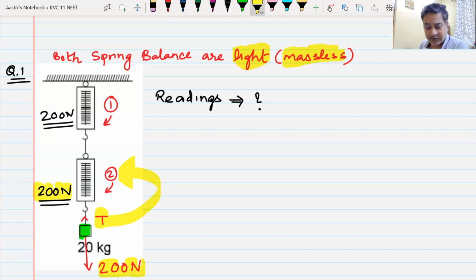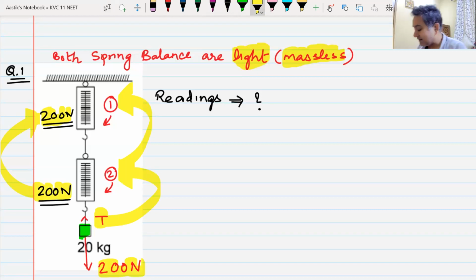The spring balance is massless, so whatever reading this has, this will also have the same reading because the mass is not there. So the reading of both the spring balances is 200 newtons each. That is the answer. I don't know what was so tough in this.